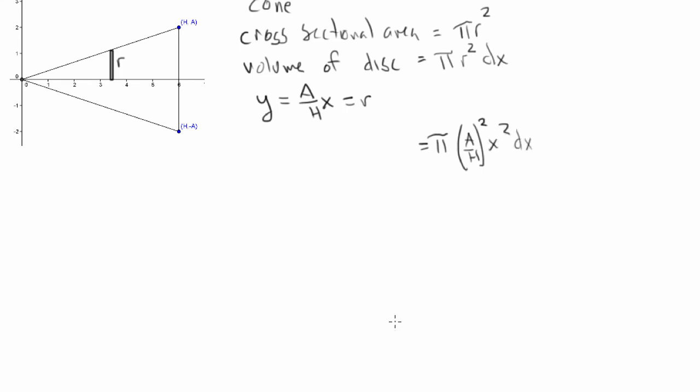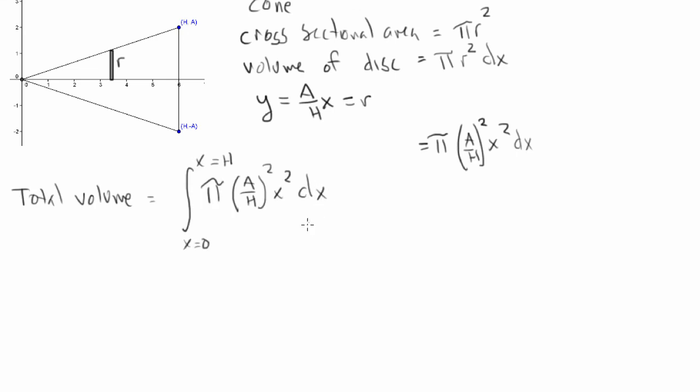And so to find the total volume of this shape, we're going to integrate from x equals 0 to x equals h. One thing I want to point out is that the a, the h, and the pi are actually all constants. So we can just pull those constants out of the integral. So that will be pi a squared over h squared times that original integral that we had.